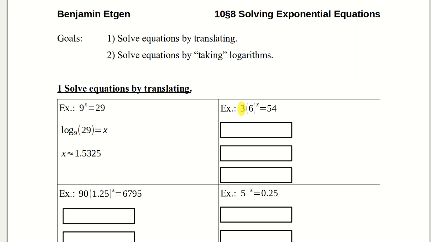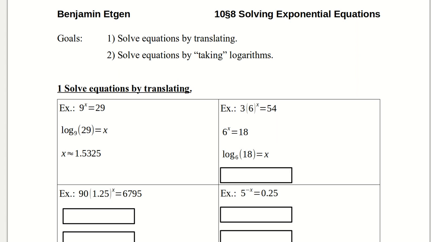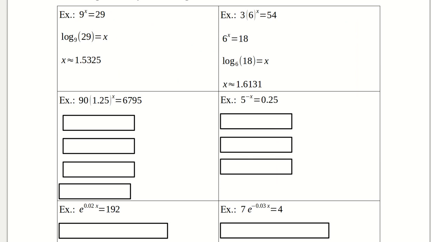This next equation we cannot solve by translating yet. We have a coefficient of 3 there. So this isn't an exponential, this is a product. So we have to get rid of that 3. Multiplication is undone with division, so we're going to divide both sides by 3. Now we can translate it. The base is 6, the exponent is x. So we're going to translate this as log base 6, and we remind ourselves that a log is an exponent. So there's our exponent of x. Again, we're going to get out change of base and put it into our calculator and get that x is approximately 1.6131.